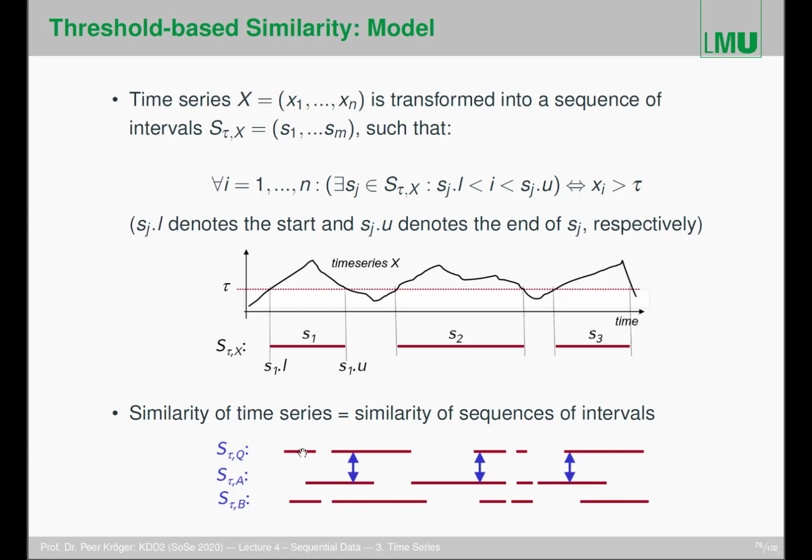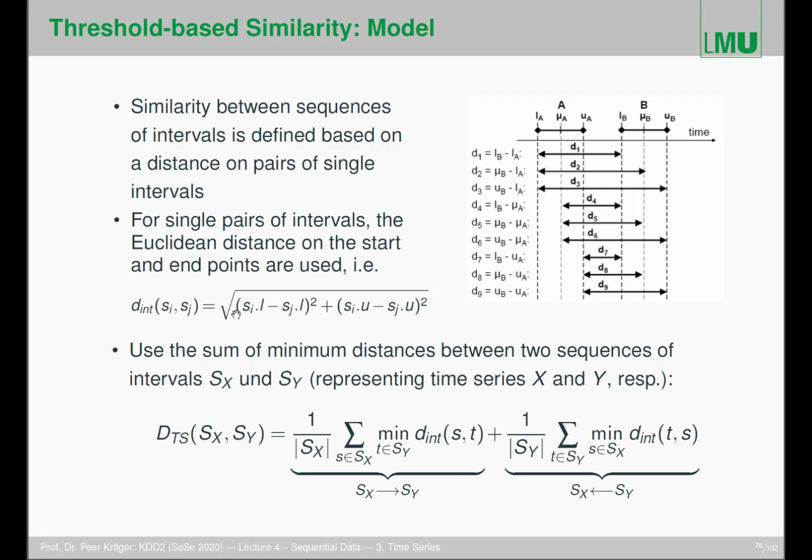values. So if we want to compare, for example, this interval with this interval here, we take the start points and the end points. Each interval is a 2-dimensional vector, start and end point, and we just compute the Euclidean distance. That's all actually. And then, since we have a sequence of intervals, we just take the sum of the minimum distances between 2 sequences of intervals, which is given by the formula here.